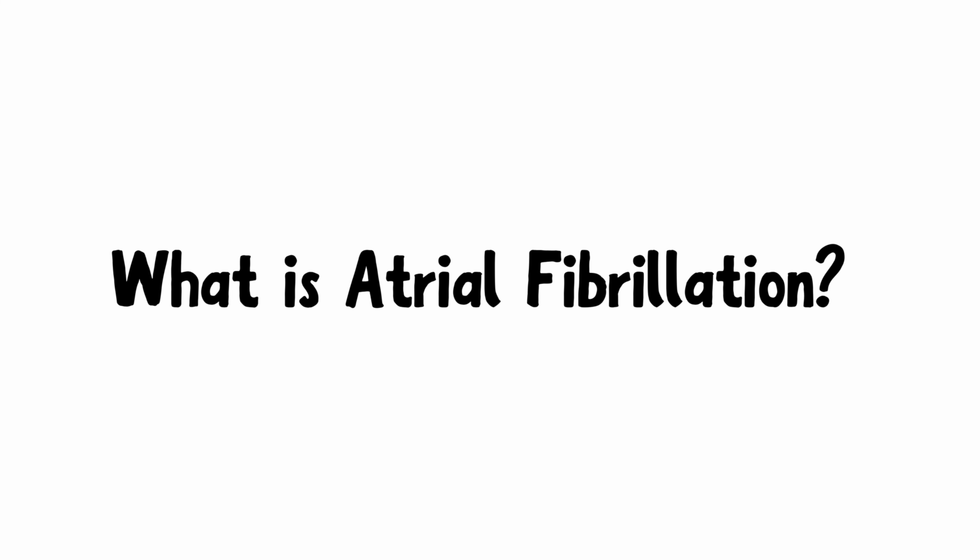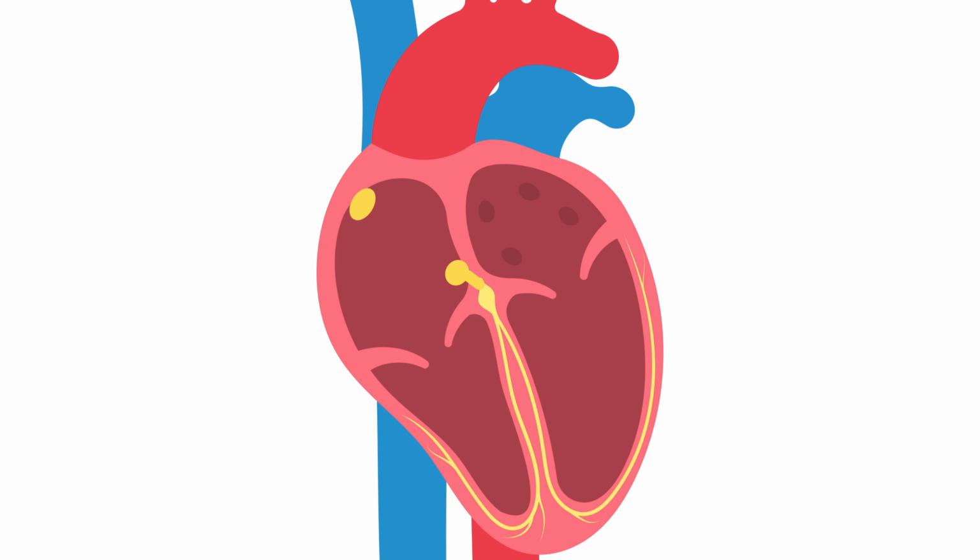In order to understand what atrial fibrillation is, first you need to know the normal conduction pathway of electrical impulses in the heart. Your normal heartbeat arises from the SA node, where it triggers the atria to contract, then moves through the AV node to the ventricles, causing them to contract and pump blood out of the heart.